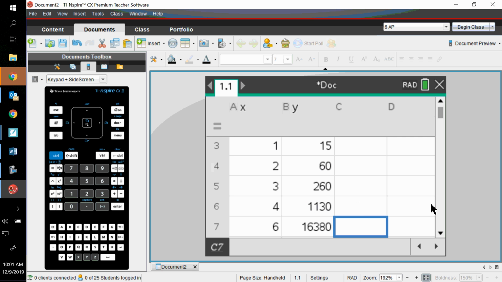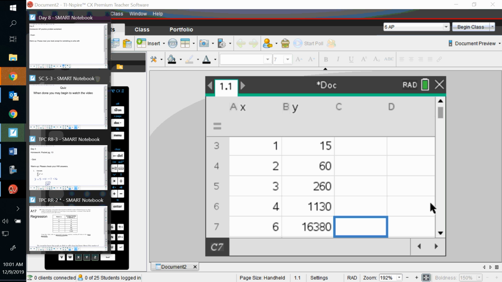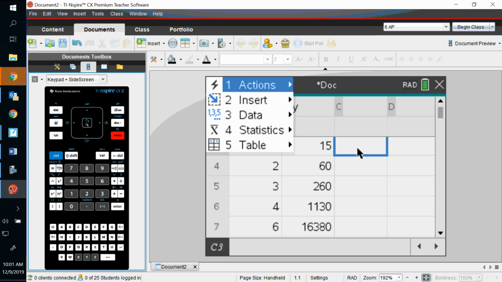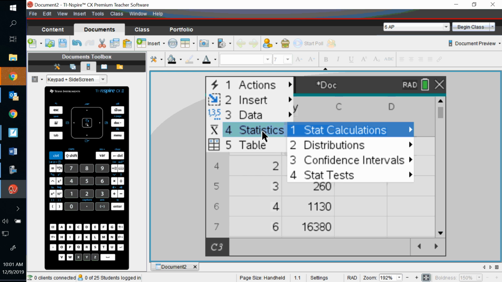Okay, when doing a regression, it's always good to just double check your values, make sure you typed them in correctly. Like notice it went 1, 2, 3, 4, 6. There was no 5 in our chart. Make sure you are in an empty box now. We're going to go to Menu. We're going to go to Statistics. We're going to go to Stat Calculations.